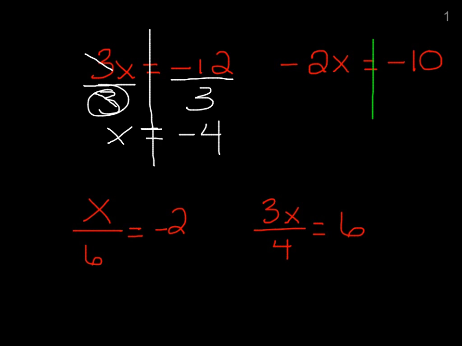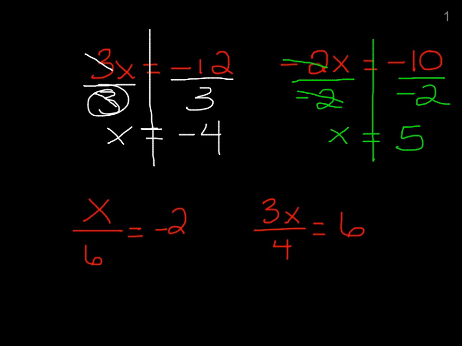Again, we'll draw the line to separate the sides. This time, negative 2 is being multiplied by x. So the way we get rid of that negative 2 is by dividing by it. I'll write negative 2 under here. I need to do the exact same number so that it can cancel out and leave us with just our x over here. And then on this side, negative 10 divided by negative 2. A negative divided by a negative is always positive, and 10 divided by 2 is 5. So x equals 5 on that one.